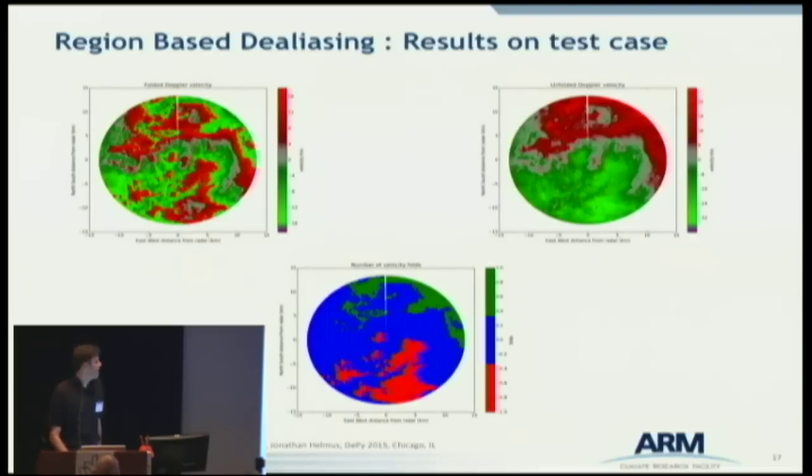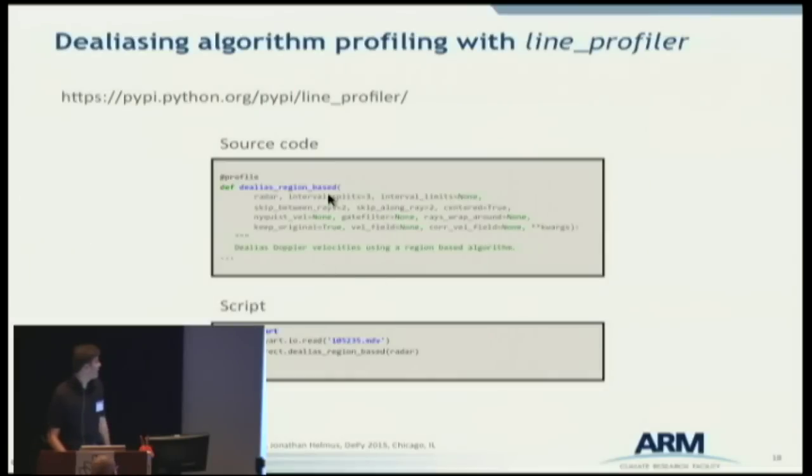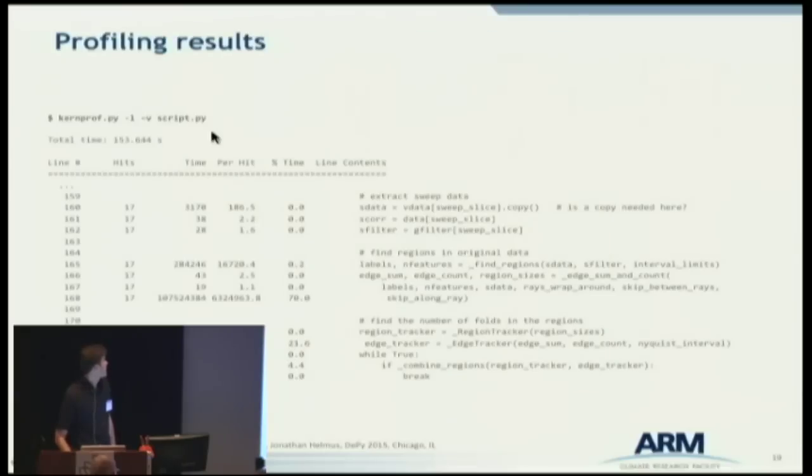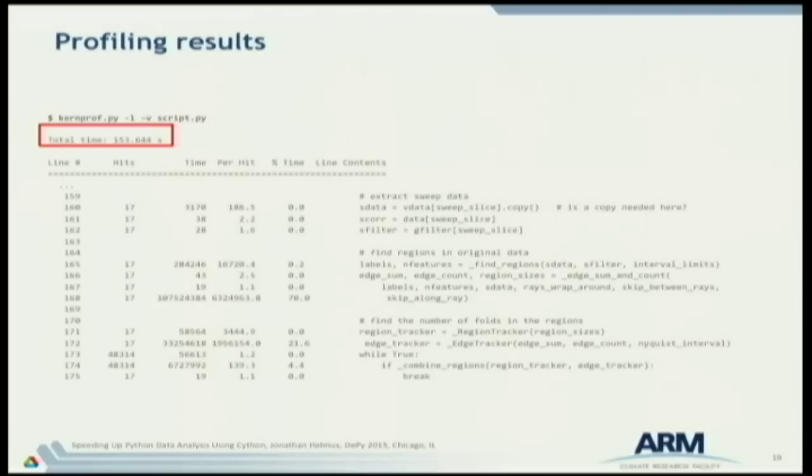So we profiled that code. We're using Robert Kern's line profiler. This is available on SciPy. So we just add a profile decorator to our Dealiasing function. We have a little script that does it. And the results are that it's taken about 2.5 minutes to run over an entire volume, which isn't bad, but we can probably do better.